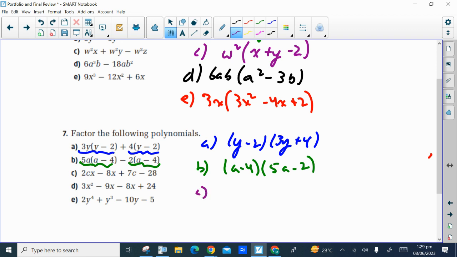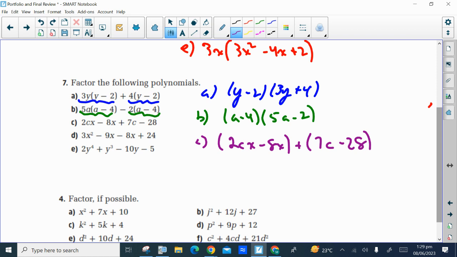For question C, we need to group them together first. And the way we did it is we usually group the first two terms together and the last two, and we made sure that there was a plus sign in between the brackets. And then we took out a common factor in each group. In this first group, there is a common factor of 2x. And if you take it out, you'll be left with c minus 4. The common factor in the second group is positive 7. Take it out, you're also left with c minus 4.